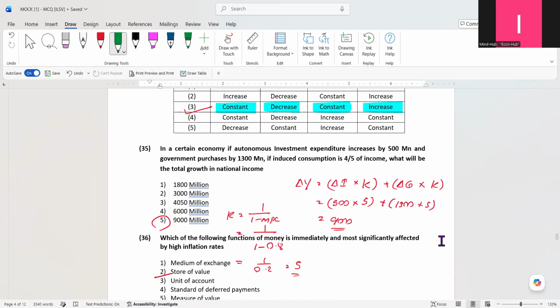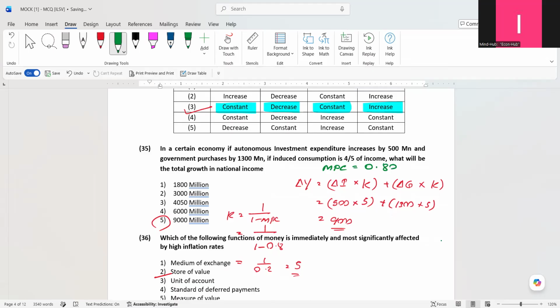In a certain economy, if autonomous investment expenditure increases by 500 million and government purchases by 1300 million, if induced consumption is 4/5 of income, that's basically 1/5 is 20%, 4 is 80%. So basically, induced consumption, the marginal propensity to consume, is 80%. 80% is 0.80. Okay, that's what we are given.